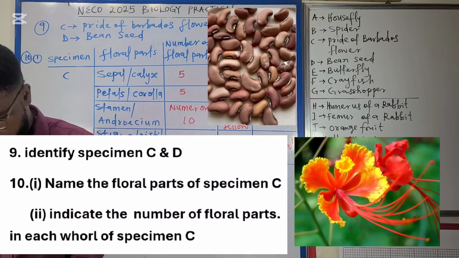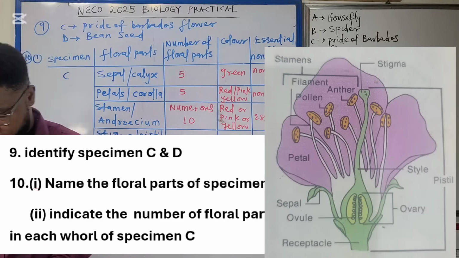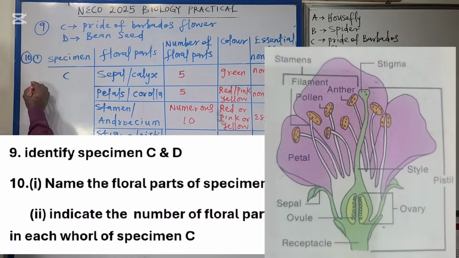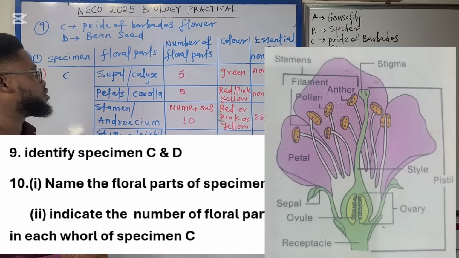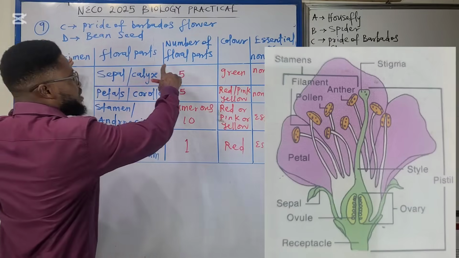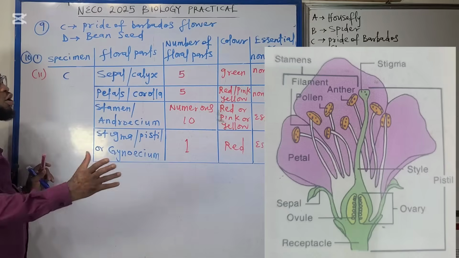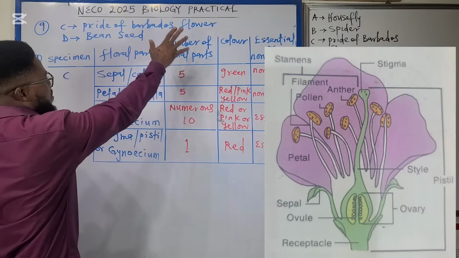Now to question 10. For question 10, it's quite a handful. It says name the floral part of specimen C. Indicate the number of floral parts in each wall of specimen C. Talking about 10 Roman figure 1 and Roman figure 2, you can have the question just like you have on your screen, or you can as well have a table, where you will be told to name the floral part of specimen C. That's pride of Barbados flower.